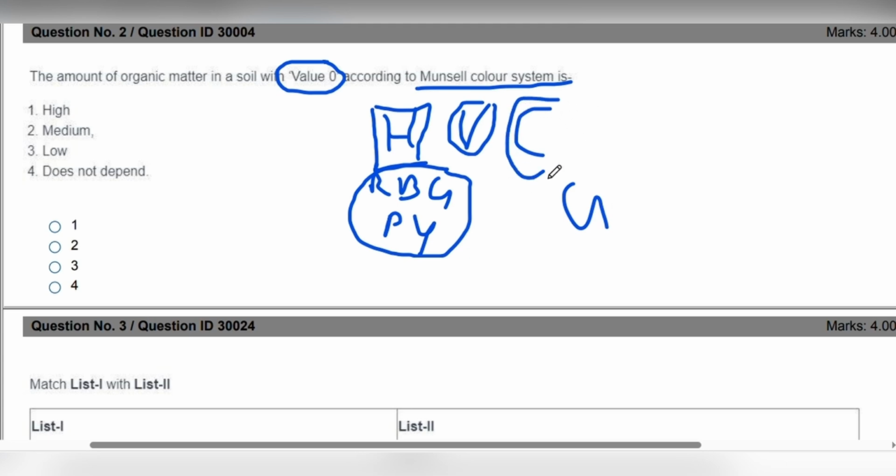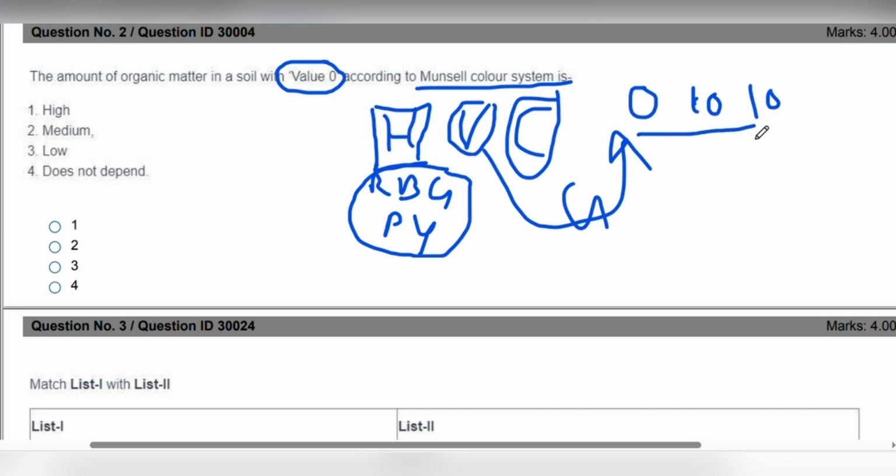The value ranges from 0 to 10. If you see the Munsell color wheel or the color chart, you will see that the value ranges from 0 to 10, where 0 means completely black and 10 means completely white. The degree of lightness increases with the increase in value: 0, 1, 2, 3, and it goes on to become more white. So 0 means completely black.